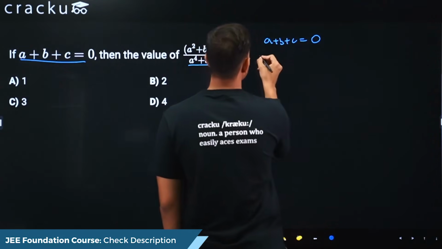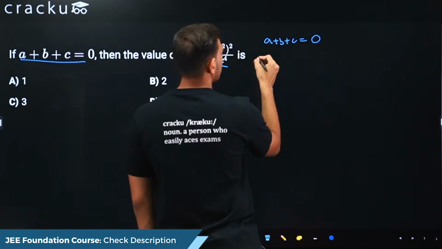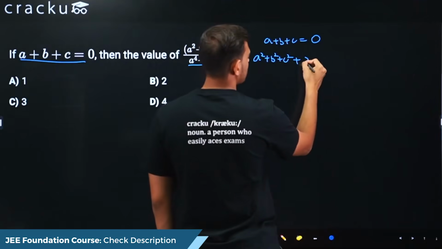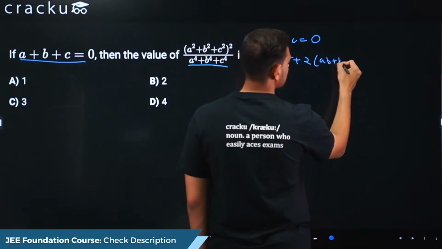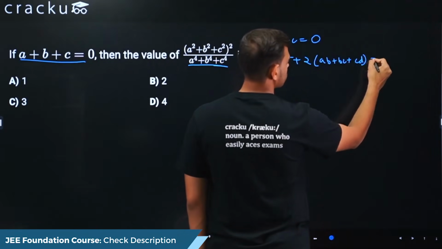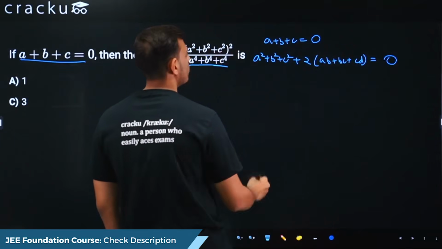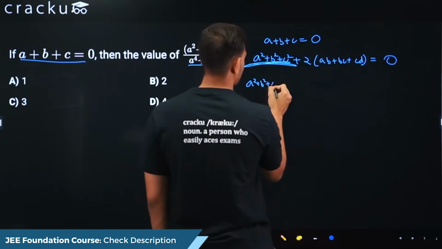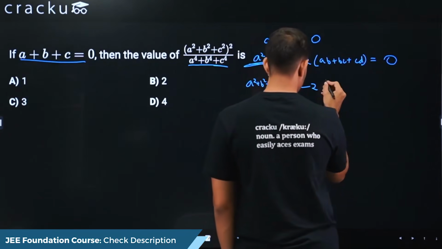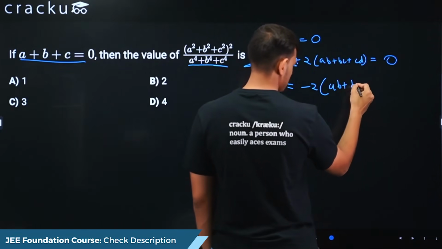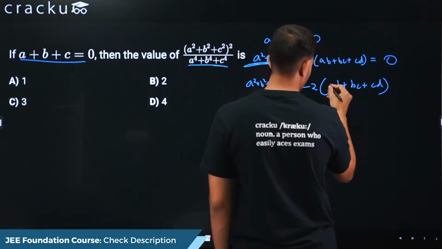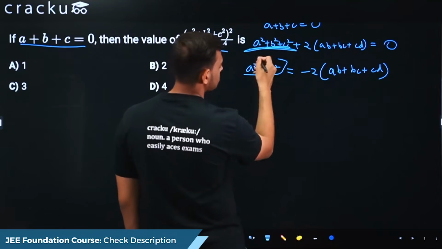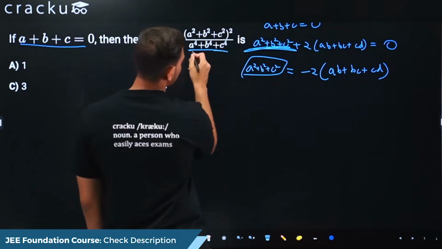So squaring both sides gives us a plus b plus c whole square, which is a square plus b square plus c square plus twice of ab plus bc plus ca, equal to 0. So the value of this comes out to be minus 2 times ab plus bc plus ca. Okay. Also, if we know the value of this is something, we can easily calculate the value of this.